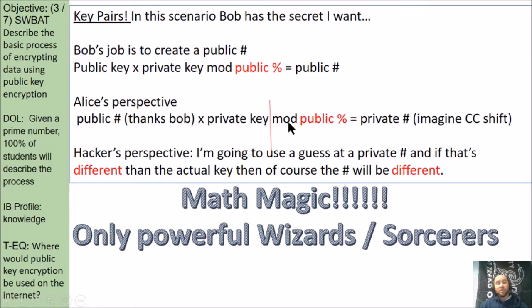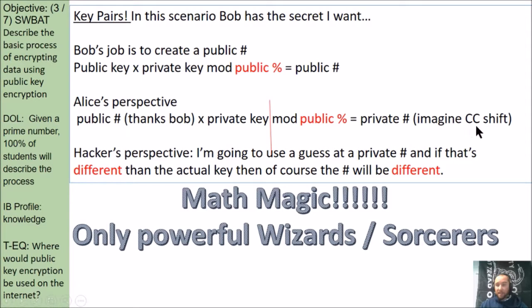Then she'll do the modulus with the same one that he did, so same public modulus, and that will give her his private number right over here. And imagine if that's the only thing you needed to get was just a single number. If we're talking about a Caesar cipher shift, then you have that number of how much the alphabet is shifting, and then you got it. You got the ciphertext. You could break the ciphertext and read the message inside.